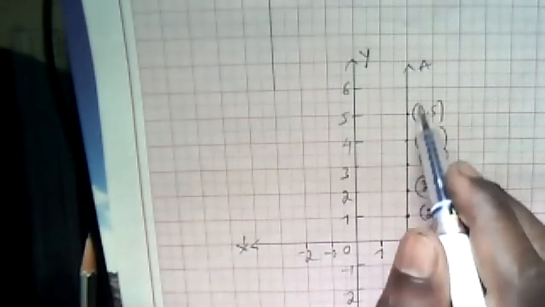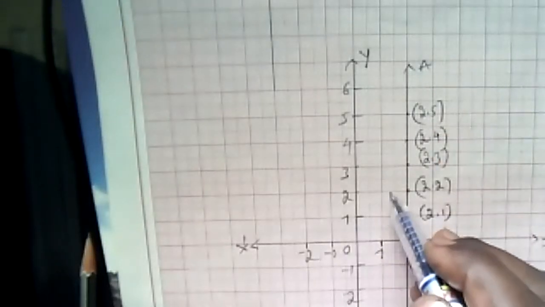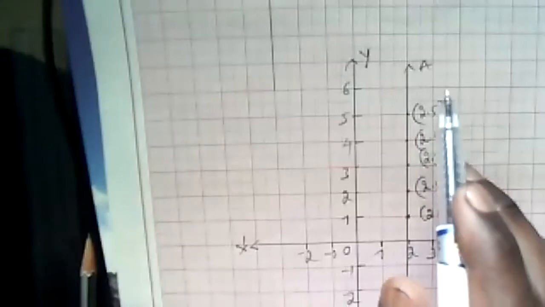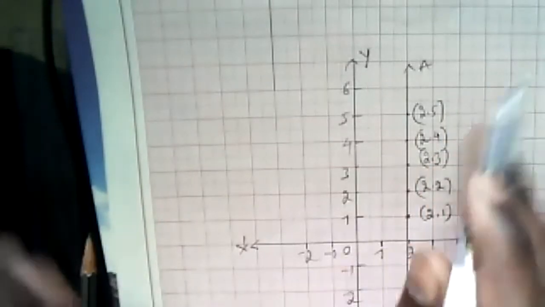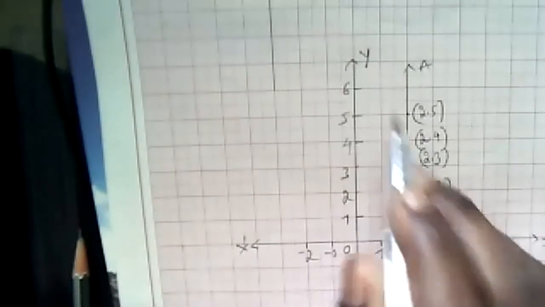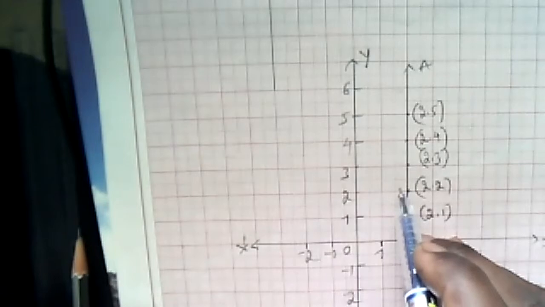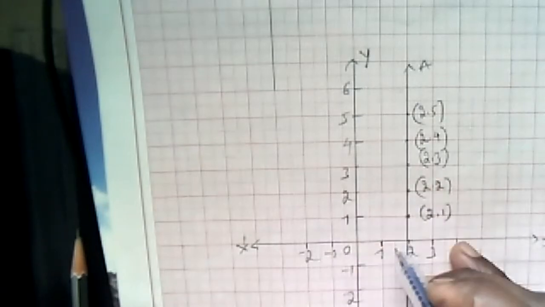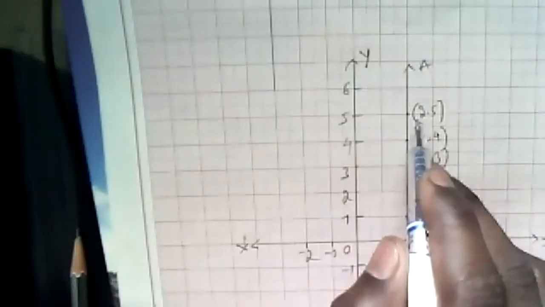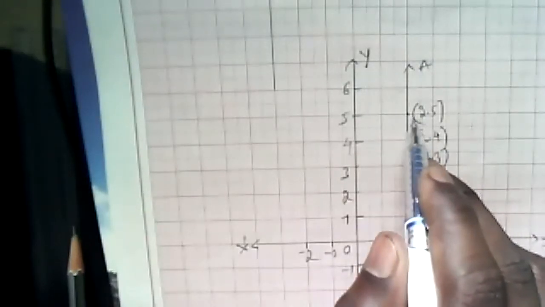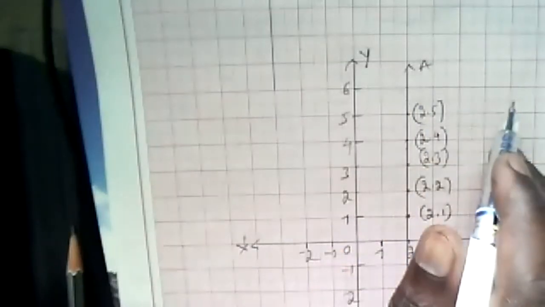Okay, and this line is equidistant from the y-axis. Equidistant means what? The distance between them is equal. Okay, we can measure here, otherwise we can measure here. Okay, there is the same distance. Therefore, the line is parallel to the y-axis and the line is equidistant from the y-axis.